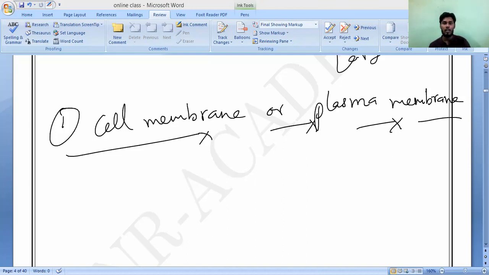So the cell membrane is what? Outermost or innermost? Outermost, sir. The outer covering of the cell is called what? Cell membrane. Correct? So for example, I will show you the picture. In that you can see what the cell membrane is, you can understand easily.